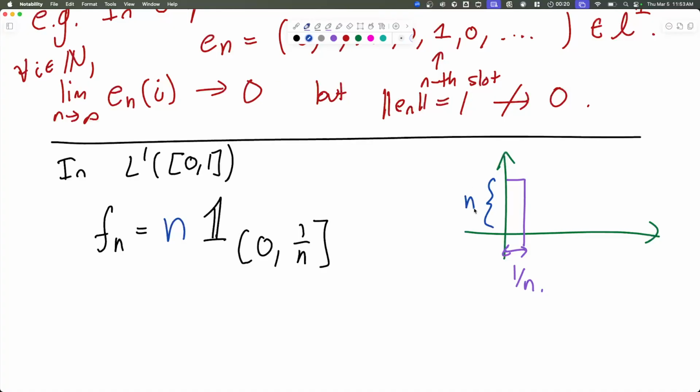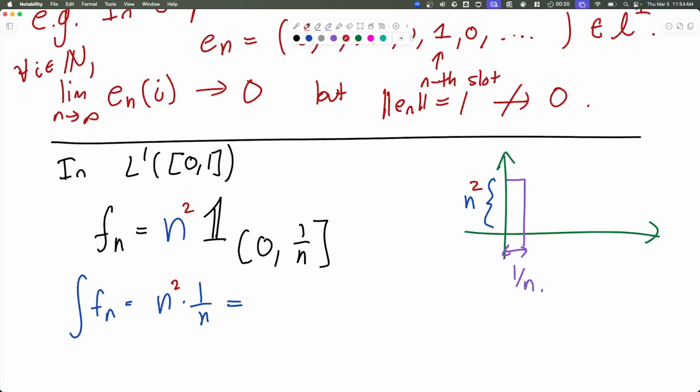If you make the height n instead of 1, now the area is always 1. And so it's still going to 0 almost everywhere, because for every fixed point, eventually the spike passes you, and you're equal to 0. But now the integral of fn equals n times 1 over n, which is 1. And so it's not going to 0. And in fact, you can make it even worse. If you want, you could put in an n squared. Then the integral would be n squared times 1 over n, which is n, going to infinity. So it is up to you how bad you want to make it. But in any case, you can cook it up so that it doesn't go to 0.